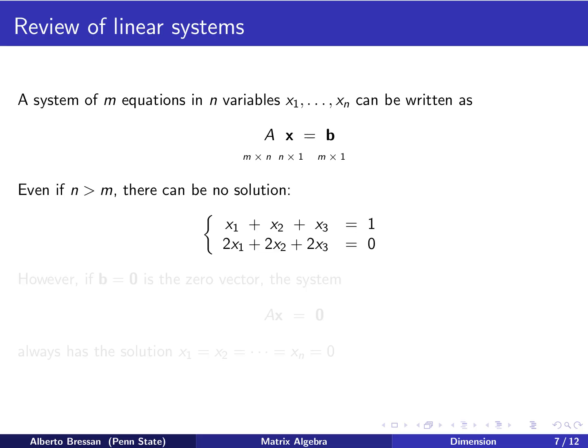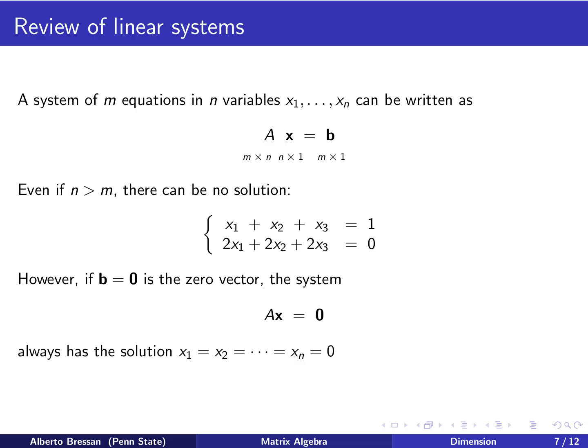So we have seen in previous discussion that in the case when n is bigger than m, meaning the number of variables is bigger than the number of equations, in that case there still might be no solutions. So a quick example will be this: x1 plus x2 plus x3 is 1, and the second equation is 2 times each add up to be 0. Then the second equation can be simplified into x1 plus x2 plus x3 is 0. And then you want 1 equals 0, which is impossible. So there are no solutions.